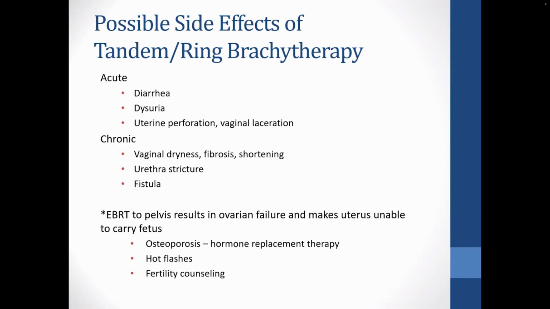External beam to the pelvis. I already mentioned the side effects in the previous section of endometrial cancer, but I wanted to mention that because patients with locally advanced cervix cancer typically have intact ovaries and uterus, the external beam results in ovarian failure and makes the uterus unable to carry a fetus. So these patients may develop osteoporosis from the lack of estrogen, so hormone replacement therapy may be recommended. They can develop hot flashes from menopause, and we often refer our younger patients for fertility counseling.